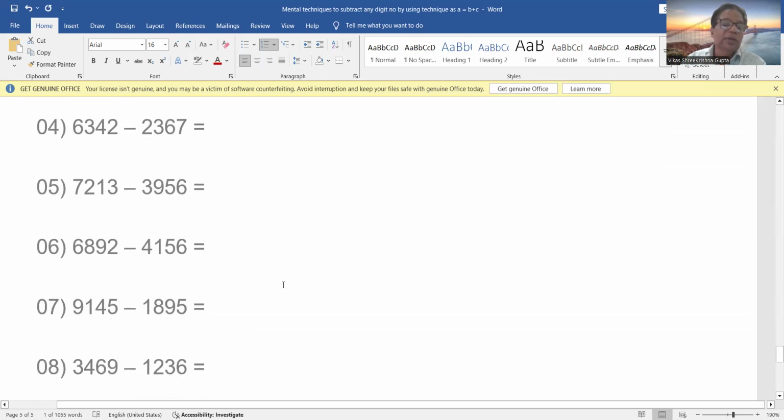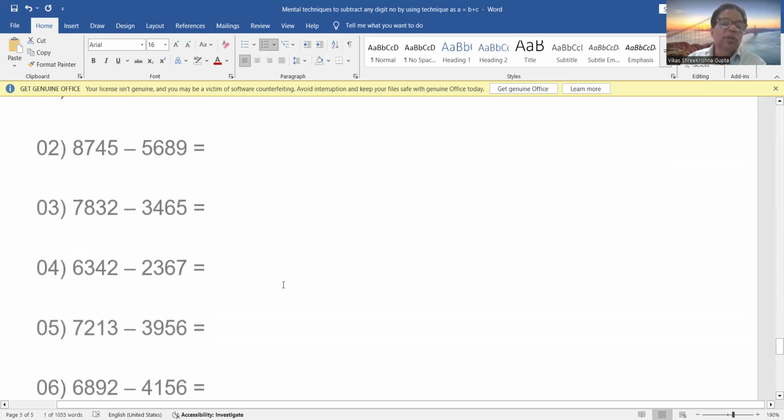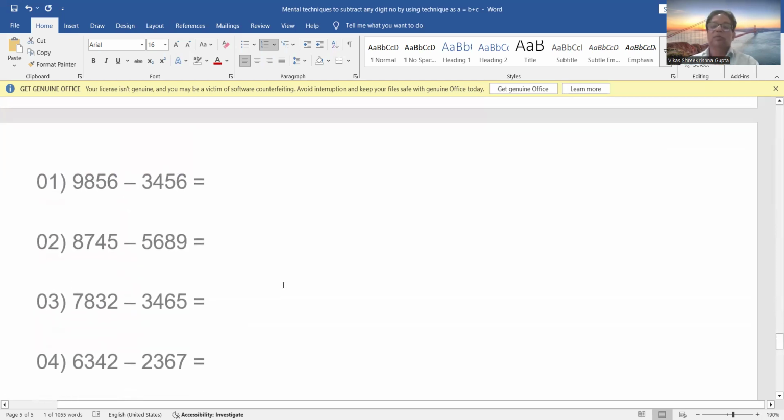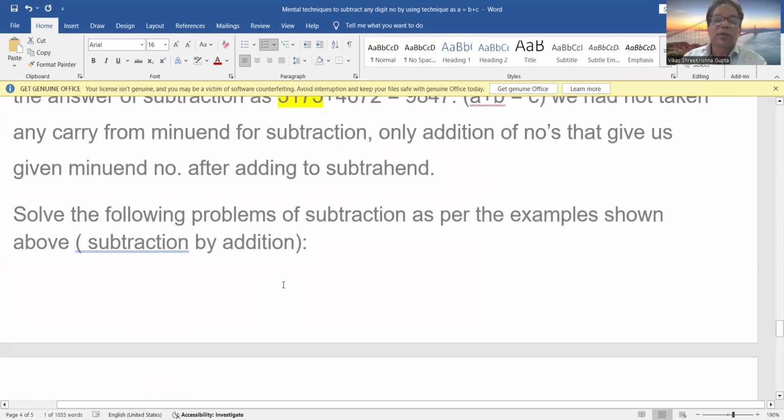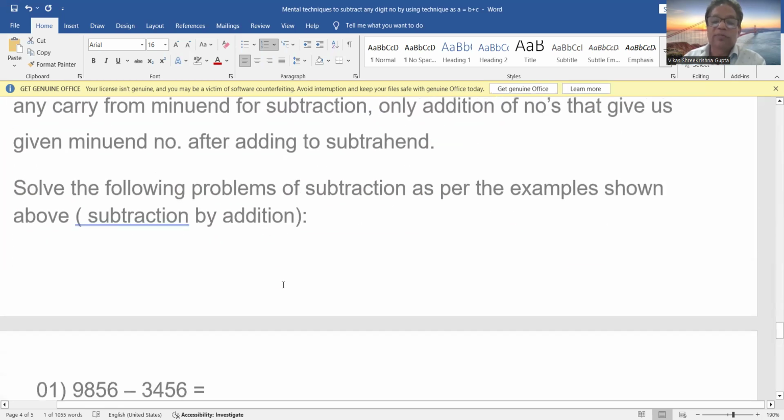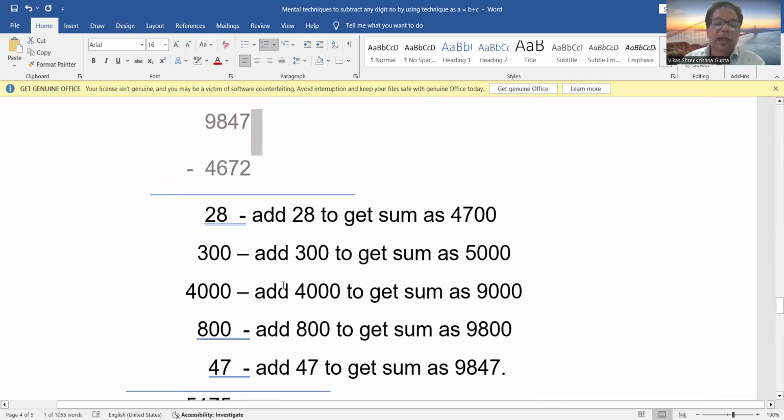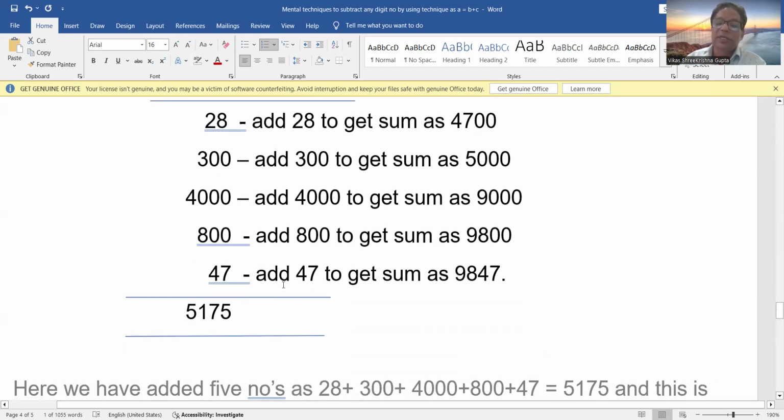I've done certain examples, and 10 questions I have given to you. You can copy it, note it, and then practice how to get the answer of these questions without borrowing the carry from the next number, applying this technique of subtraction by addition. Okay, so I hope you have fully understood this concept of subtraction by addition, which is the basic technique generally used by grocers, food vendors, and vegetable vendors who do not have calculators or who are not so sharp, but they use this technique very well to do subtraction.